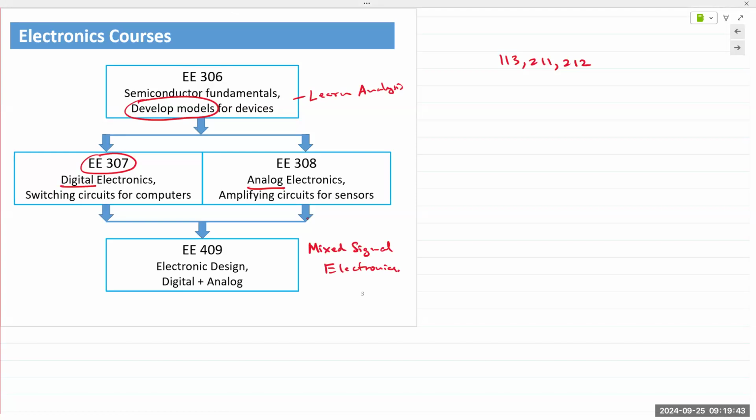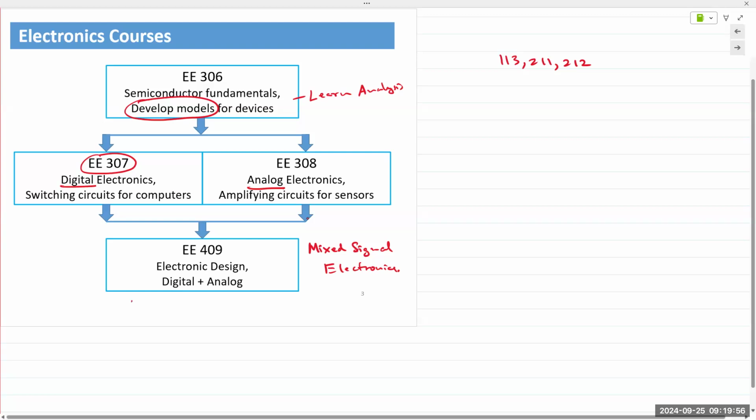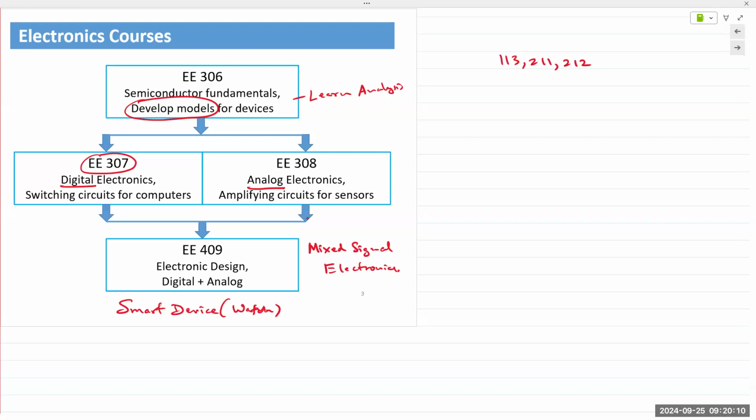A very common example of a mixed signal electronic device is your smartwatch or your smart devices. This is something I obtained from Sid Vyas, a colleague of ours here in the EE department. If you have a smart device, let's say a watch or a phone, it requires both sensors and computers, right?